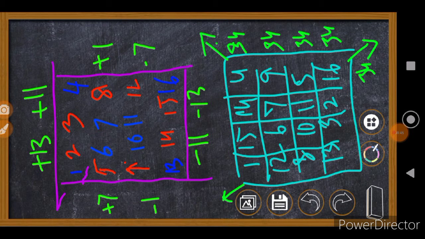Now 13 plus 2 becomes 15, 11 plus 3 becomes 14. Then plus 7 and plus 5 becomes 12, whereas 9 minus 1 becomes 8, and 8 plus 1 becomes 9, and over here 12 plus 7, 12 minus 7 becomes 5, and all the positions are filled.